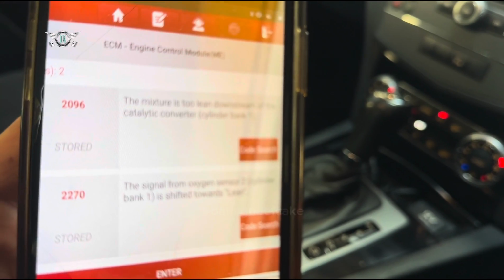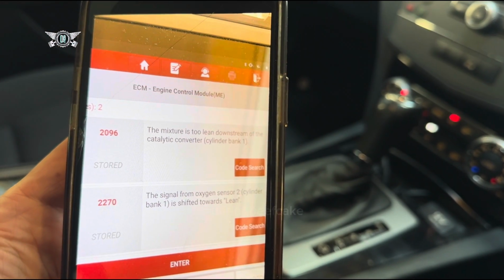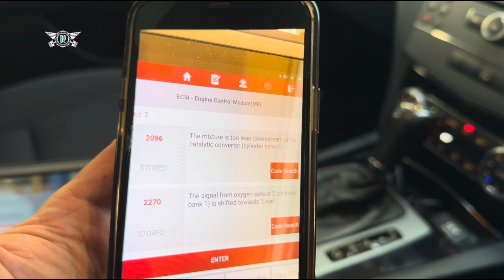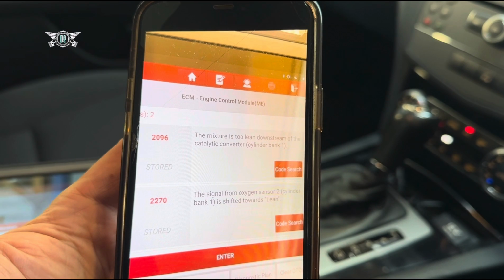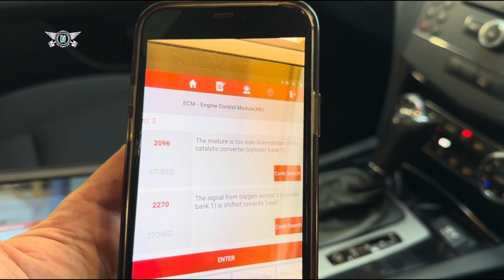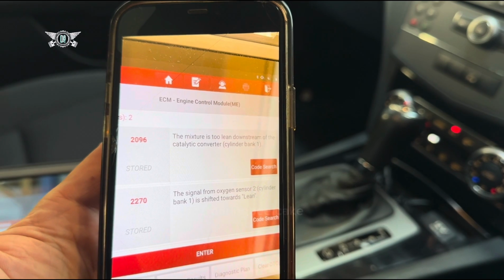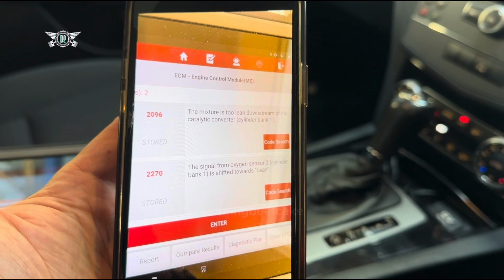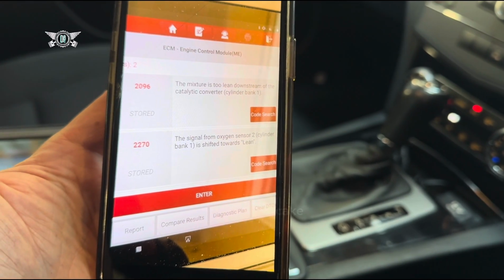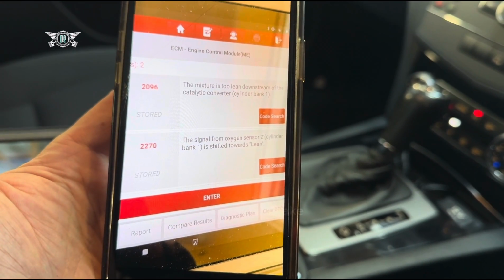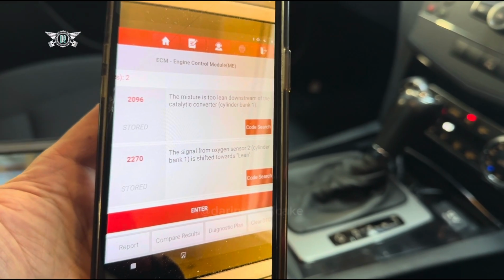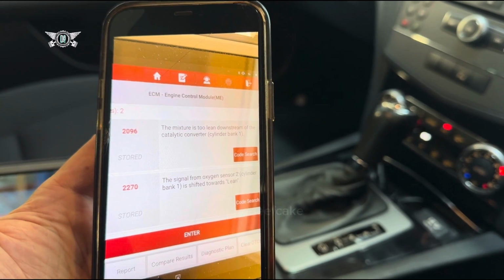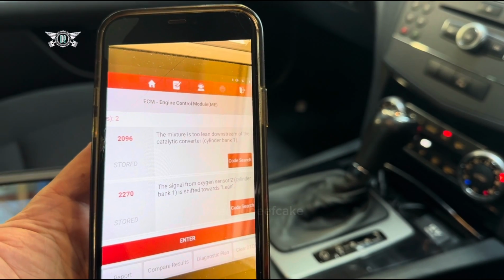and 2270. One of them is the mixture is too lean downstream of the catalytic converter, cylinder bank 1. So there's only one bank in this car. It's a 4-cylinder engine, not a V8. And the second fault code says the signal from oxygen sensor 2, cylinder bank 1, is shifted towards lean. So those are the two fault codes I got, together with the engine light on.